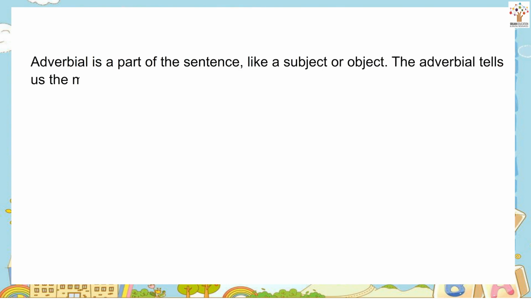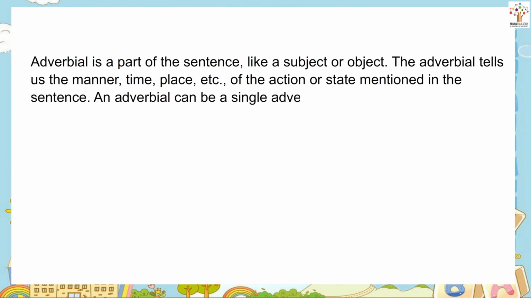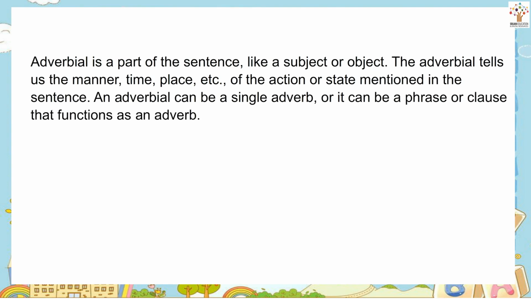Adverbial is a part of the sentence, like a subject or object. The adverbial tells us the manner, time, place, etc. of the action or state mentioned in the sentence. An adverbial can be a single adverb or it can be a phrase or clause that functions as an adverb.